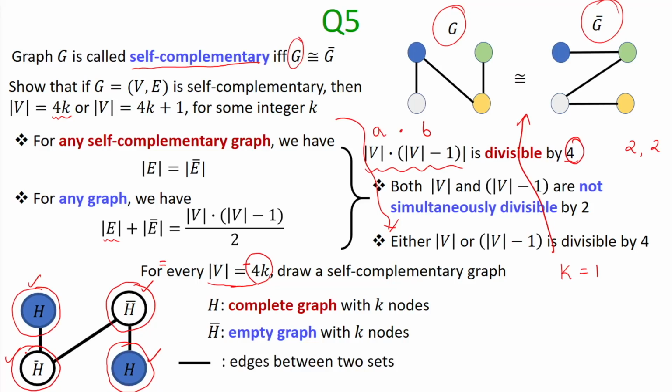Okay. Now what I do is the following. My graph G, which is a self-complementary graph with 4k nodes, is the following. So of course my graph G will now have 4k nodes because the total number of nodes is k plus k plus k plus k, so 4k nodes. Now what I am doing here is the following.